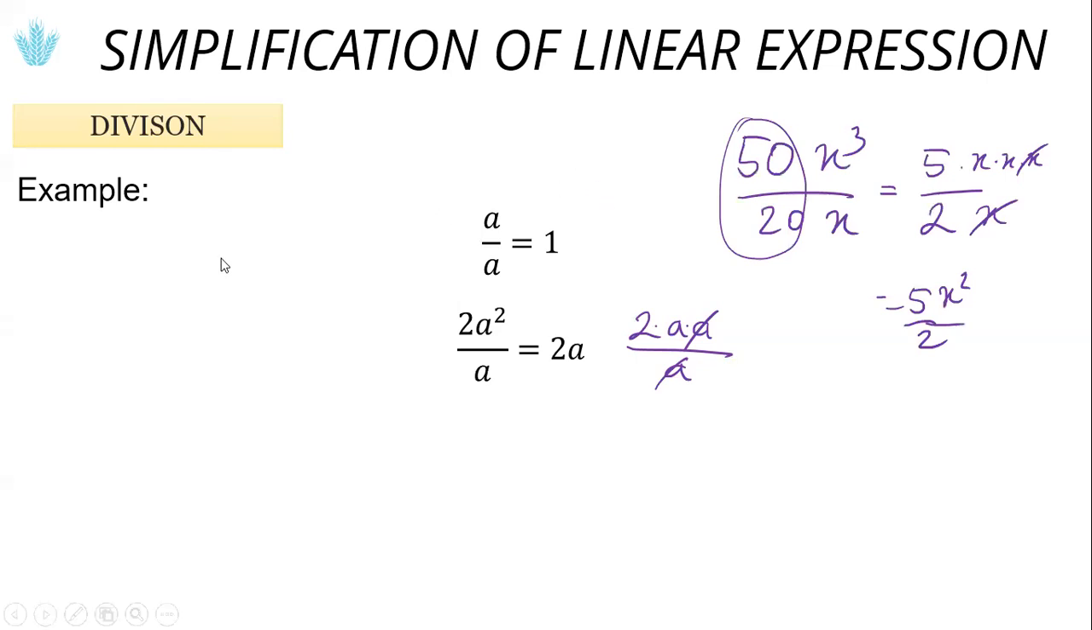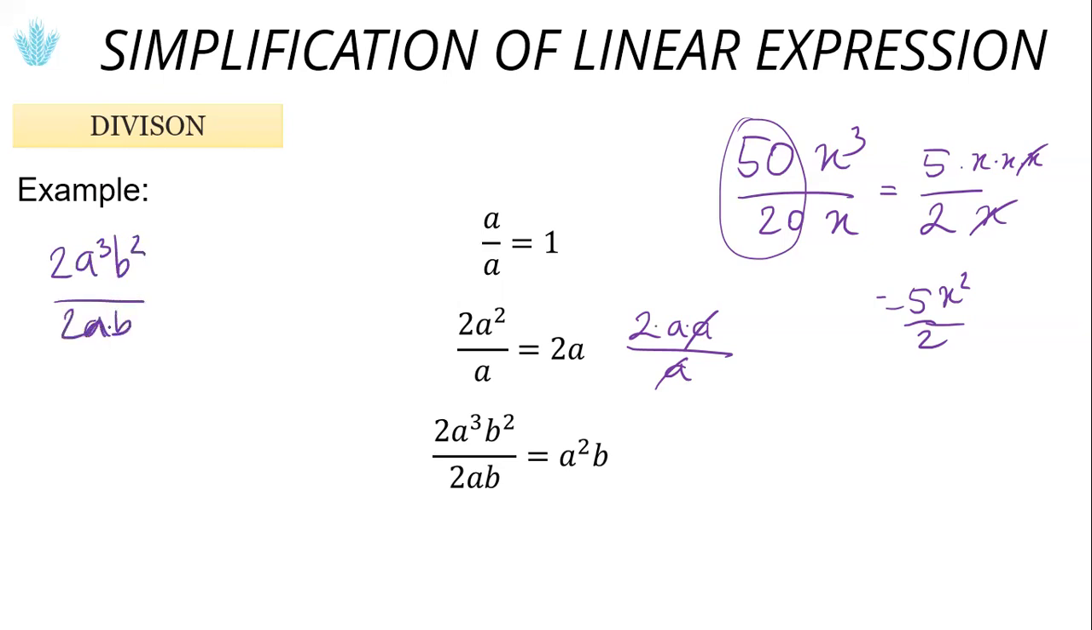But this is new for you. Next. This is even less clear. 2a cube b square over 2ab. I think of one idea. Number first. 2 divided by 2 is 1, right? A cube divided by a, what remains is a to the power 2, on top. B power 1, because 2 minus 1. B power 1, or you don't need to write the 1, both are equal.